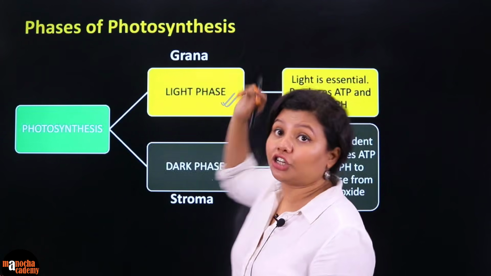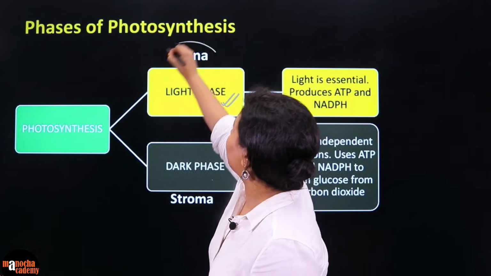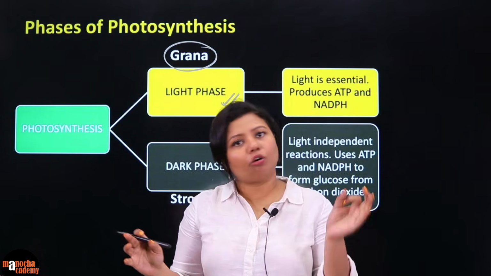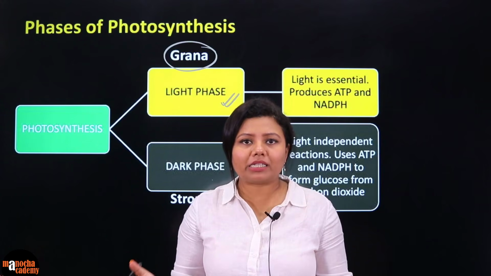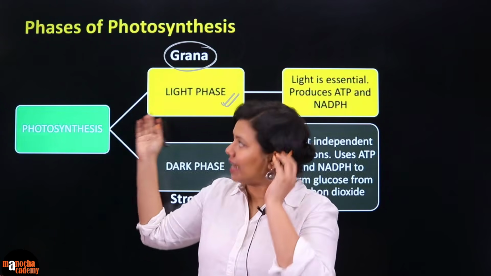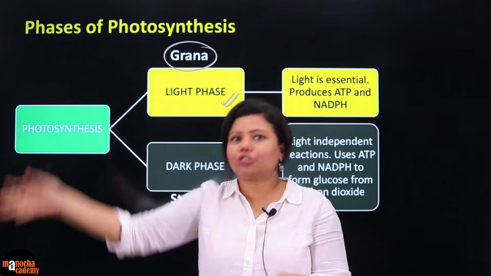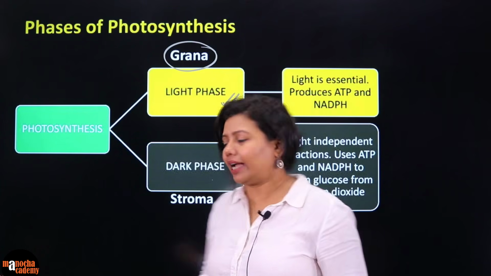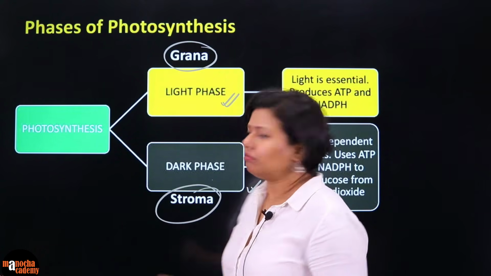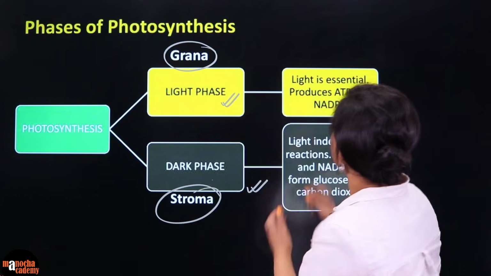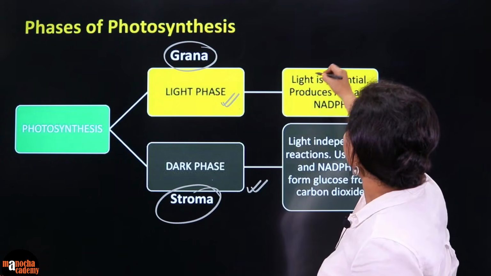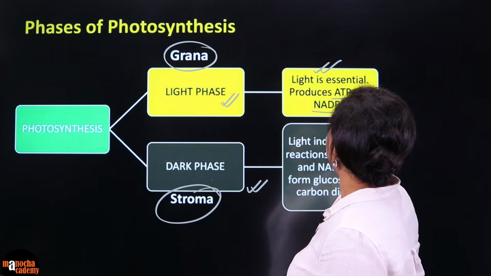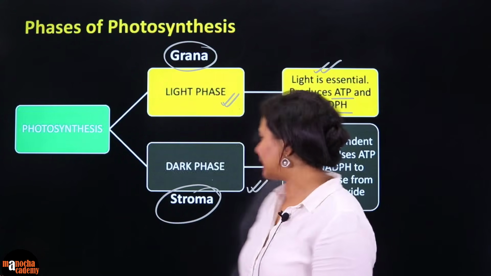So, light phase, which requires sunlight, takes place in the grana. Now, logically if you think about it, if sunlight needs to be absorbed, chlorophyll has to be present. And where is chlorophyll present? It is present in the grana. So, the light reaction which is absorbing sunlight has to take place in the grana. Okay. But the dark reaction, which does not have anything to do with sunlight, takes place in the stroma where there is no chlorophyll. Right. So, light phase, here light is essential, and during this process two substances are produced, ATP and NADPH. We will talk about it in the next class.